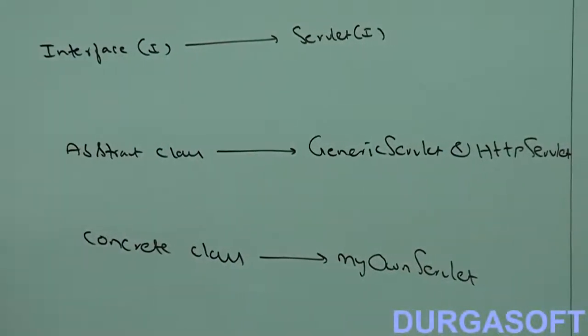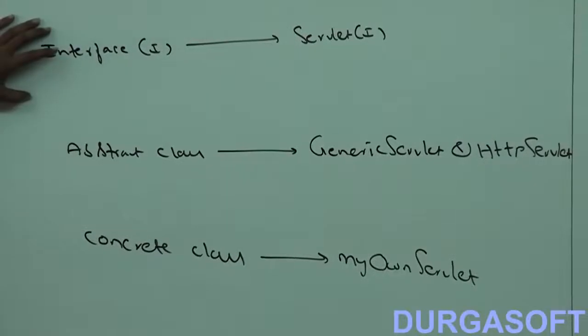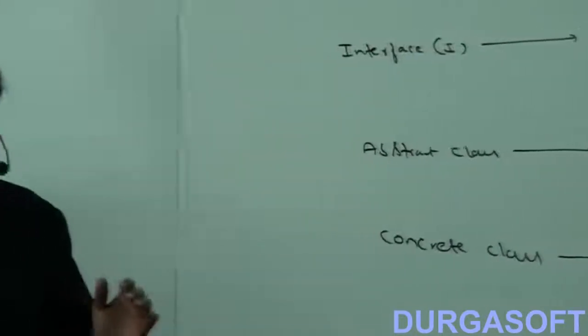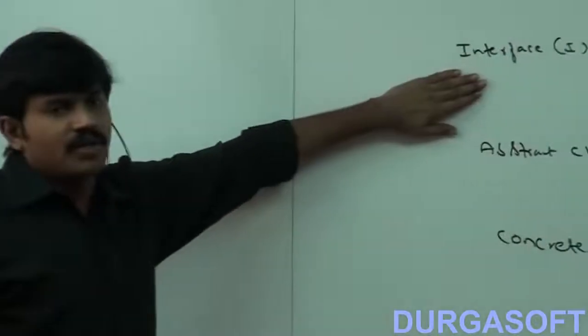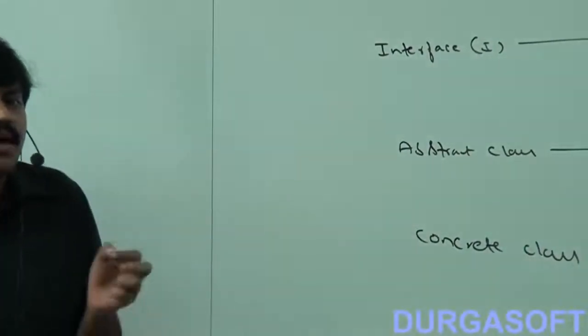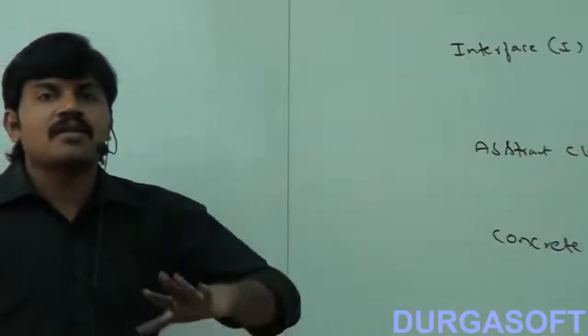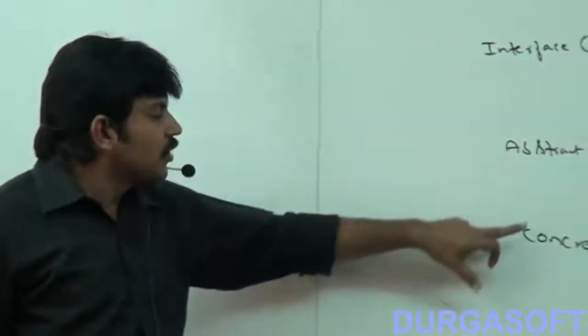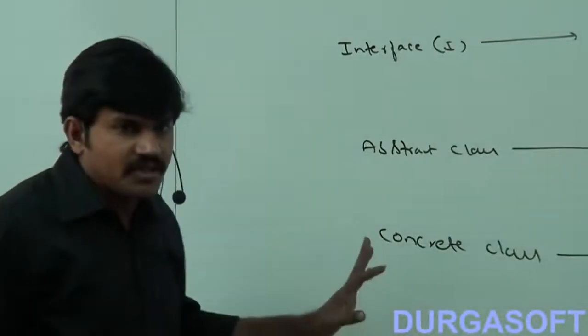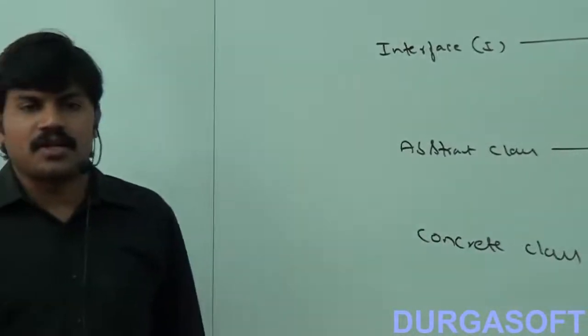I hope you can understand when we should go for interface, abstract class, and concrete class. If we don't know anything about implementation and just have a requirement specification, we go for interface. When we are talking about partial implementation, we go for abstract class. If we are talking about implementation that is completely ready to provide service, then we go for concrete class.